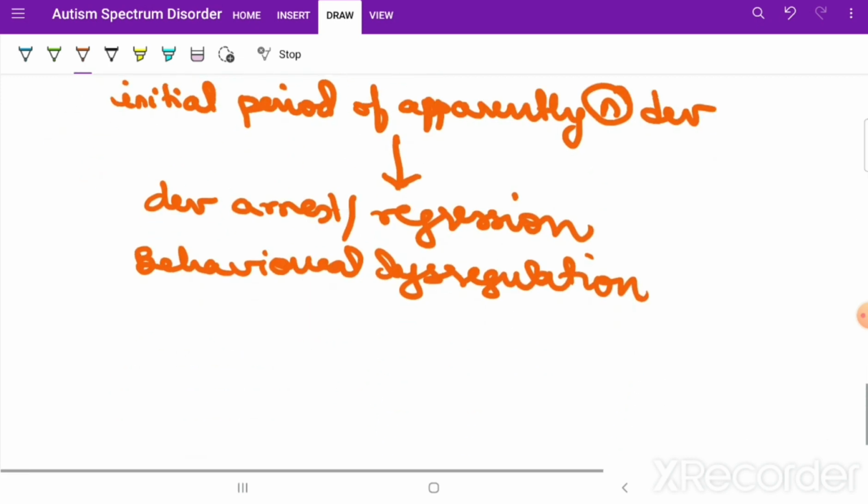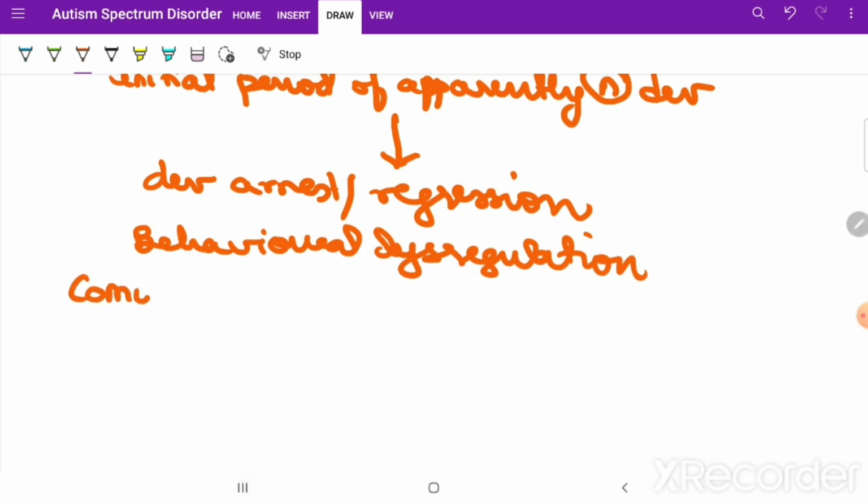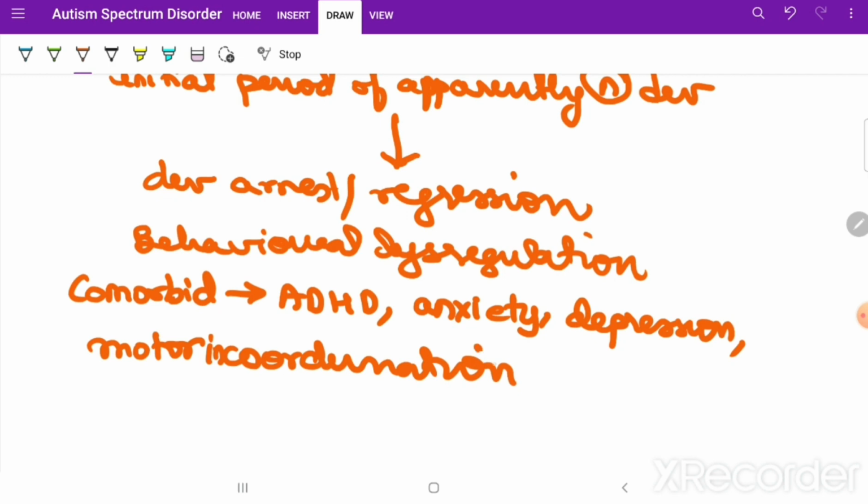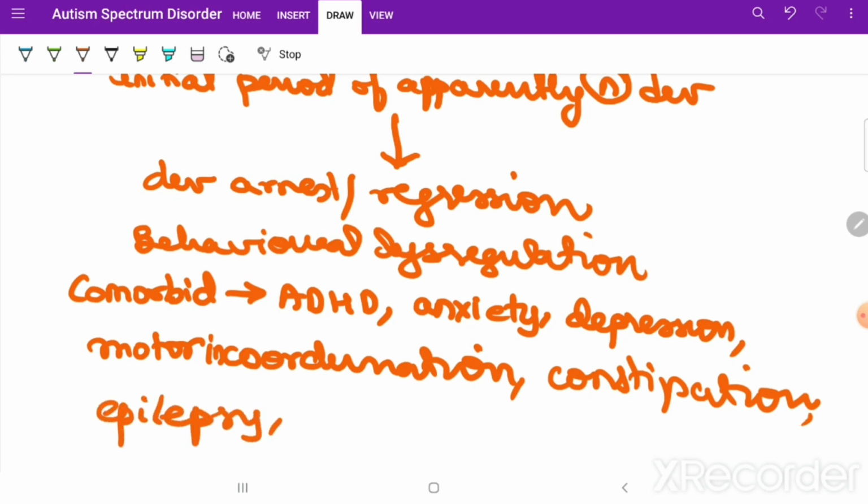Now you need to know that there are some comorbid conditions which may be present with ASD. What are those comorbid conditions? ADHD, anxiety, depression, motor incoordination, constipation, epilepsy, avoidant restrictive food intake disorder, and sleep disorders.